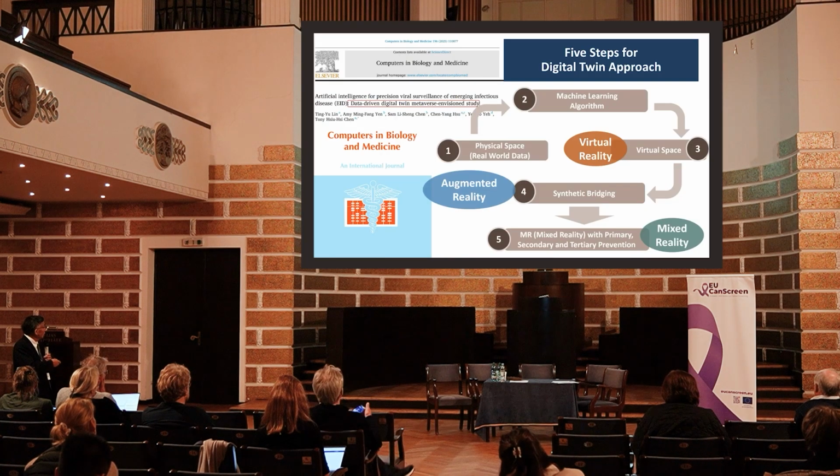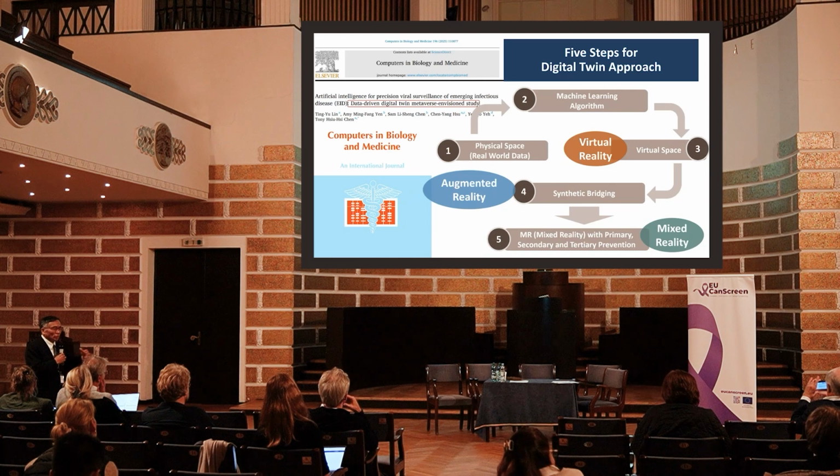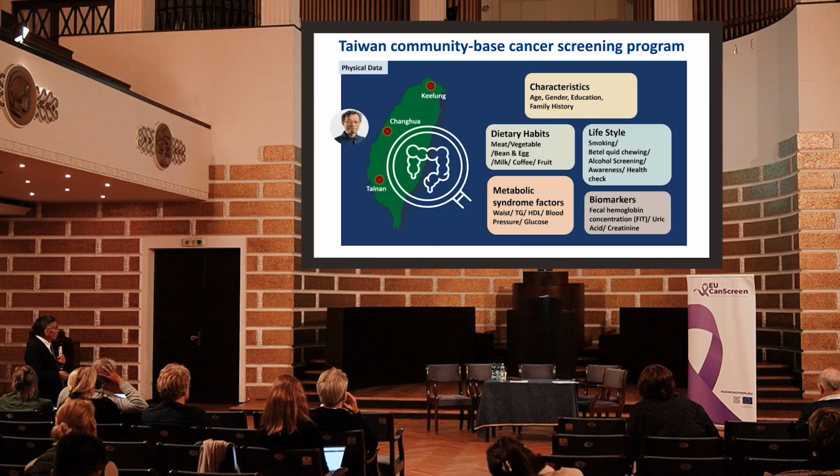From the real world data, you use the machine learning algorithm to develop the virtual complete natural history model. Then you synthesize, bridging between the real world data and also virtual data. Then you use this data to play your interventions from primary, secondary, and tertiary. So it turns from personalized screening to personalized prevention. But of course, you need the data.